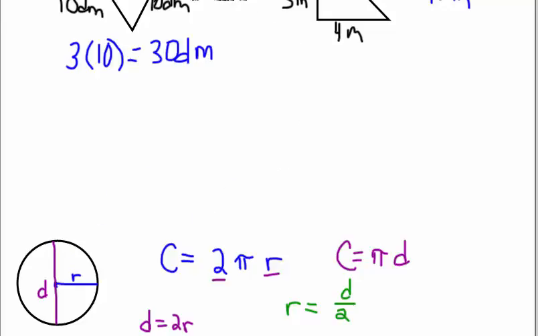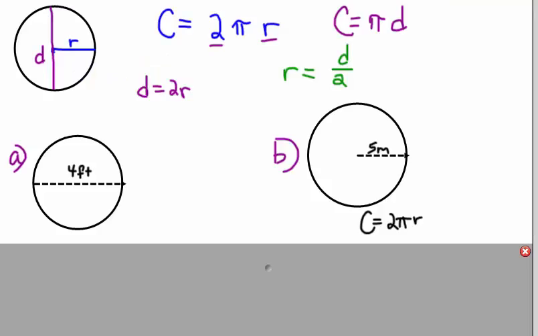Now let's calculate a few more problems. Looking at these 2 circles, the first one has a diameter of 4 feet. So we're going to use the circumference formula that involves the diameter. Circumference is equal to pi times the diameter, and for all of our purposes, you can punch in 3.14 for pi. So use that as the standard for pi.